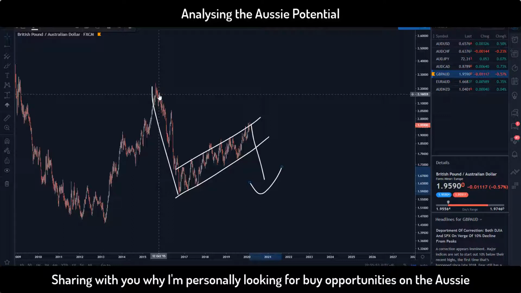Okay, so I hope this analysis gives you an idea of why personally I'm looking to buy the Australia more than selling it, and how I select, out of all the Australia related currency pairs, pound Australia to be one of the pairs that I'm going to be focusing on more in buying the Australia dollar. Okay, so great questions for asking me about Australia, and that gives me the opportunity to shoot this video and share with you a little bit of my thought process and how I analyze.